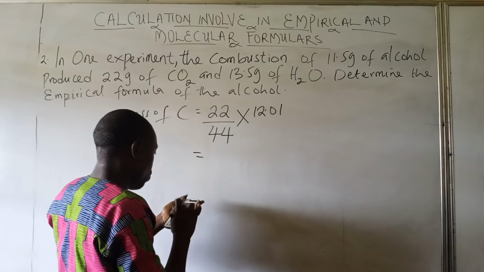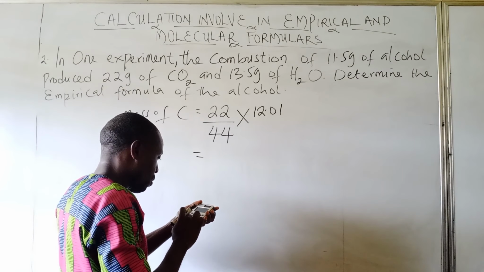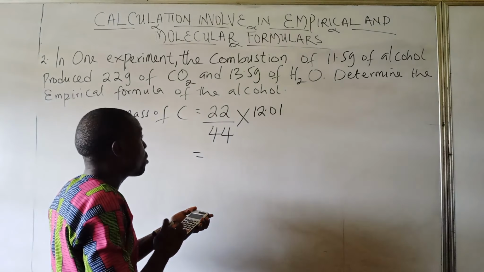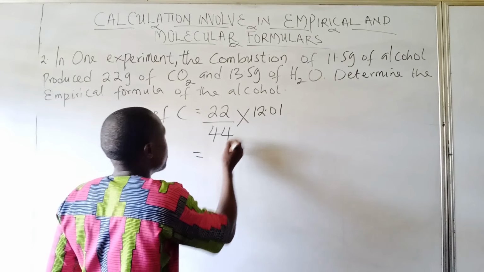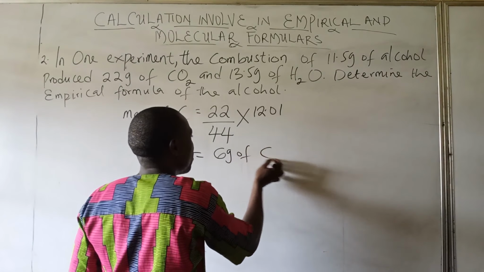All together we will do it. So here we come as 22 over 44. That's very simple, times 12. So we should be having 6. Okay, 6 grams of carbon.